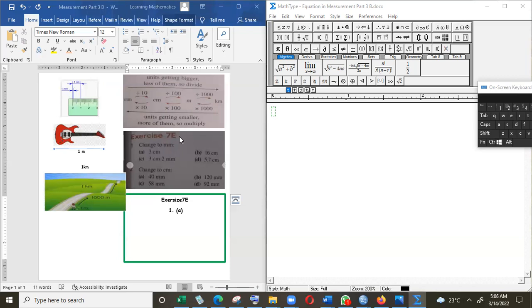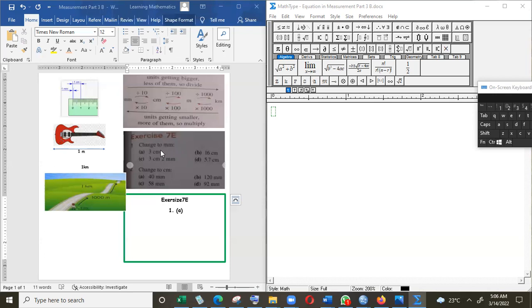Now we are going to do exercise 7E, number 1, part A, together. It's a change to millimeters. So we have 3 centimeters, and we're going to change it to millimeters. So please take out your pencils, your pen, your paper, your exercise book. We'll start to write. We're going to change from centimeters to millimeters.